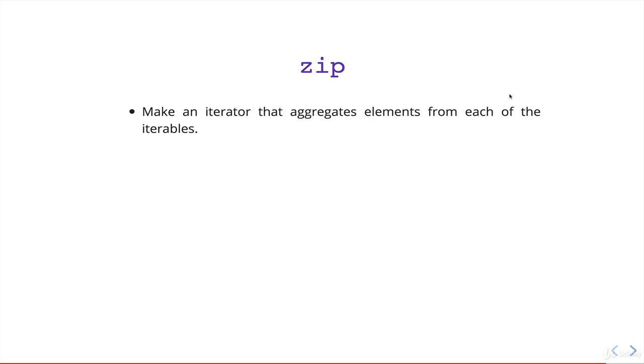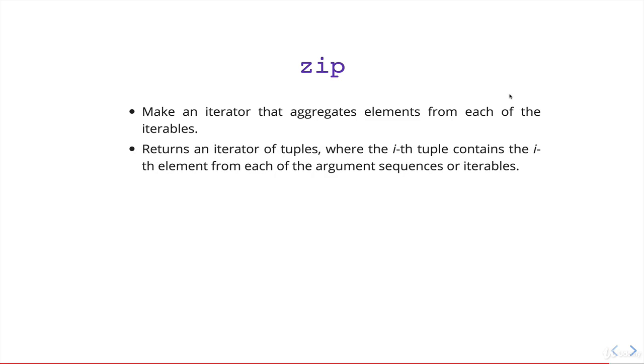If I read the explanation, it's not going to make a lot of sense. It makes an iterator that aggregates elements from each of the provided iterables, returns an iterator of tuples where the ith tuple contains the ith element from each of the argument sequences or iterables. The iterator stops when the shortest input. Okay, that's enough. What it does really is, imagine that we have two lists of numbers and they're the exact same length. It's going to make a new list where it pairs up the first two numbers from the list and then the second two numbers and the third two, it zips them together.